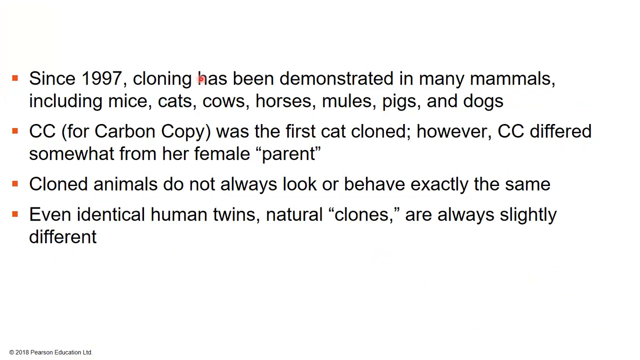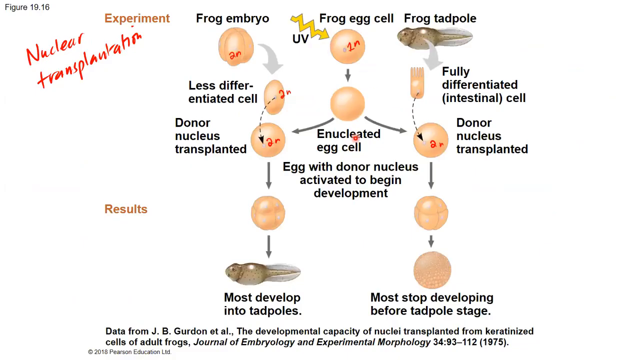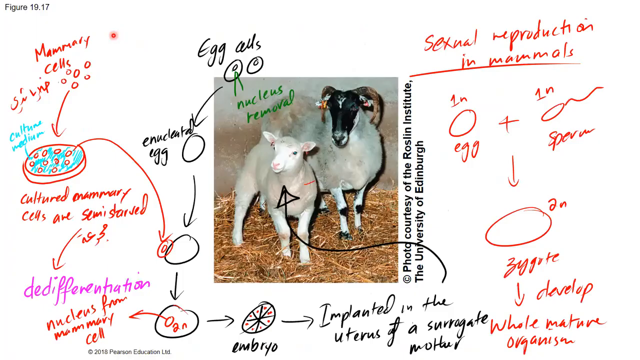And after Dolly, scientists were... this procedure that I explained here is similar to the procedure done in frogs. It's called nuclear transplantation. This is the natural way of sexual reproduction in mammals, this is cloning a whole animal, or reproductive cloning of a whole organism from a single cell.